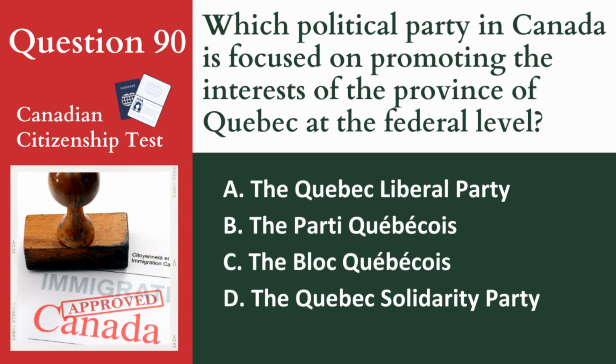Question 90. Which political party in Canada is focused on promoting the interests of the province of Quebec at the federal level? A. The Quebec Liberal Party. B. The Parti Québécois. C. The Bloc Québécois. D. The Quebec Solidarity Party.